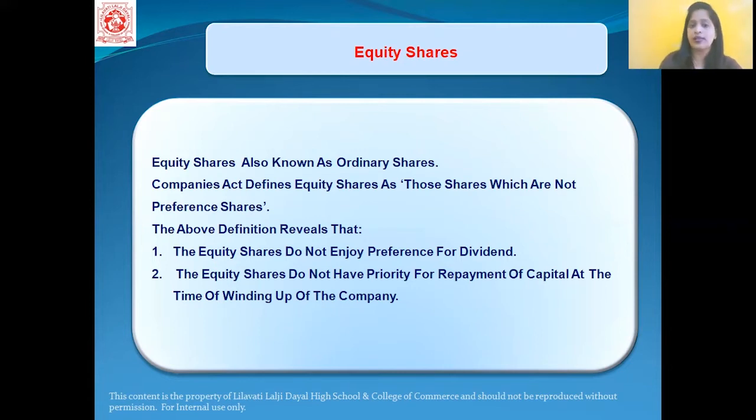Now why is it called like this? The above definition can be revealed in these 2 points. First, the equity shares do not enjoy preference for dividend. They do not get a fixed rate of dividend. Second, the equity shares do not have priority for repayment of capital at the time of winding up of the company. When the company is winding up, first preference shareholders are paid off, then the debenture holders, and in the end the equity shareholders are paid off. So basically, students, equity shares are those shares which do not carry preferential right in terms of payment of dividend and repayment of capital. That is why they are termed as ordinary shares.